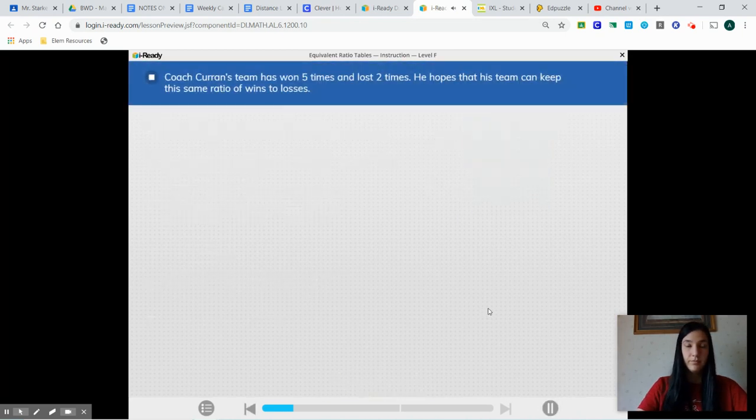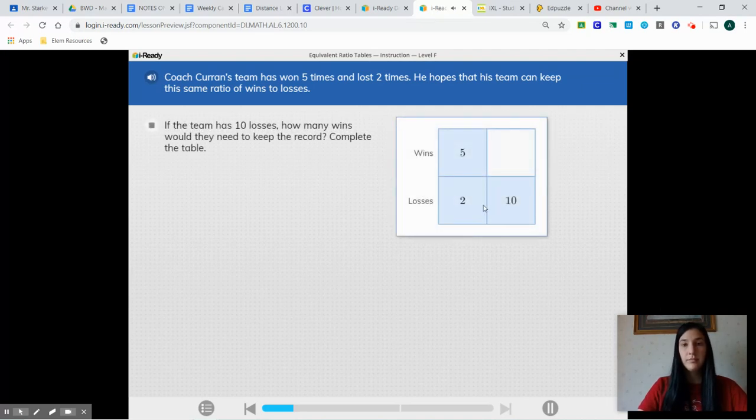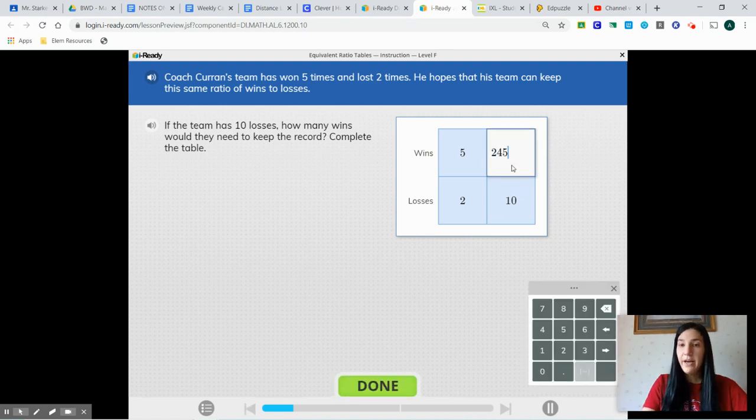Coach Curran's team has won 5 times and lost 2 times. He hopes that his team can keep this same ratio of wins to losses. If the team has 10 losses, how many wins would they need to keep the record? Okay, so we're going to go across. 2 times 5 will give us 10. So 5 times 5 will give us 25.